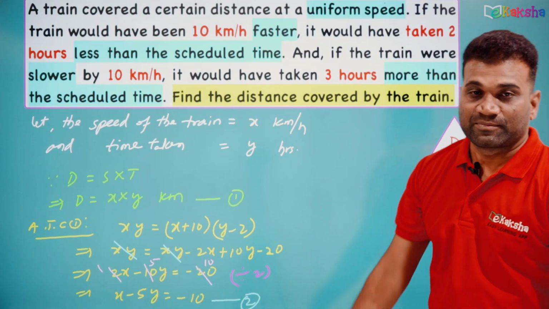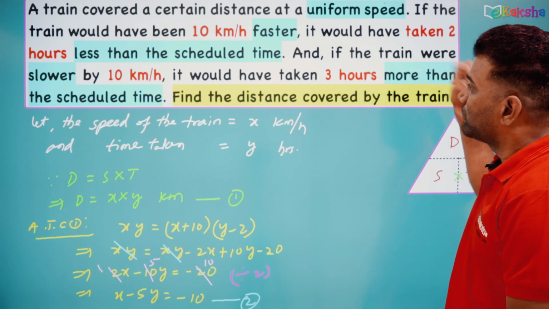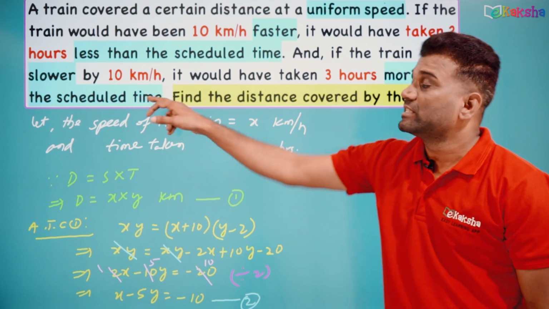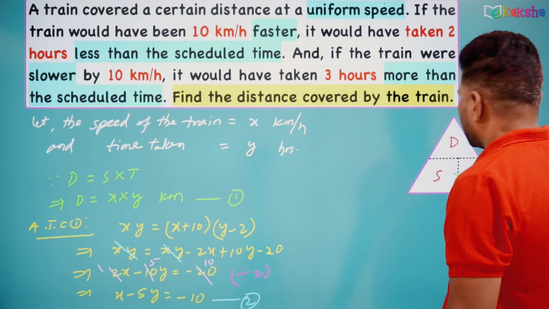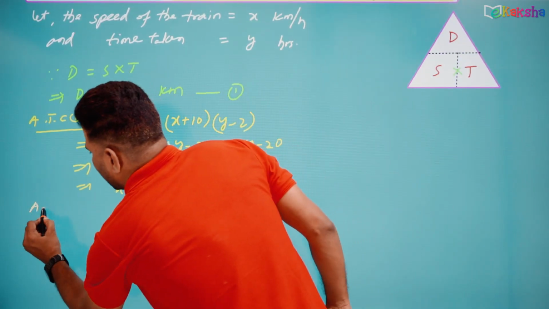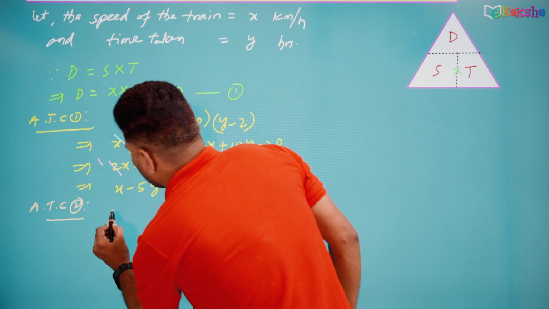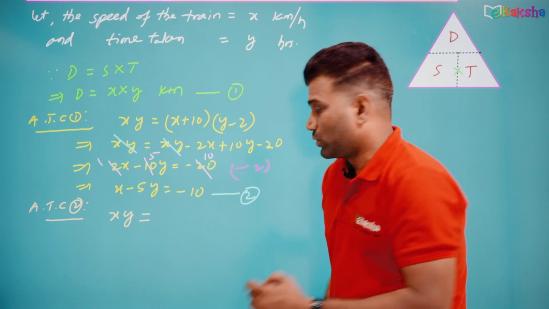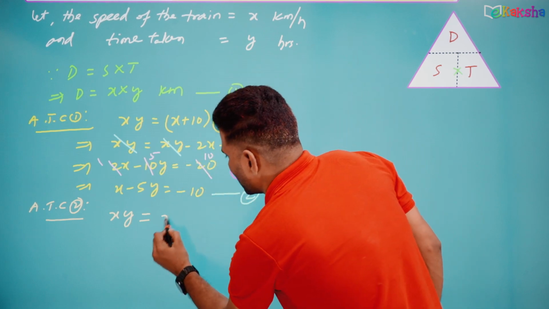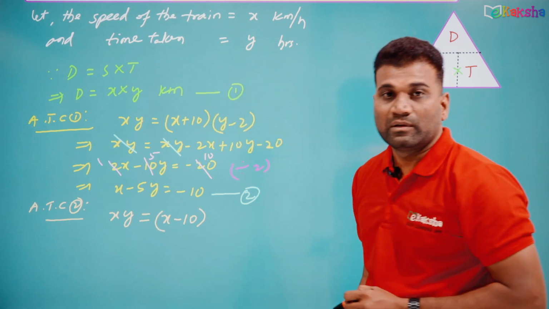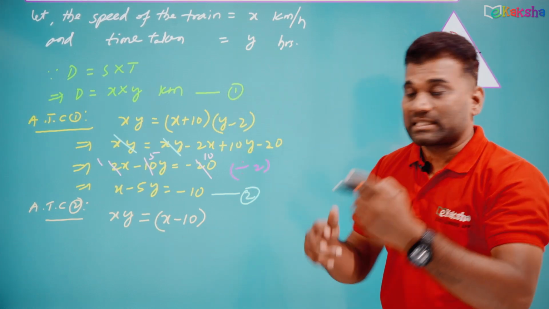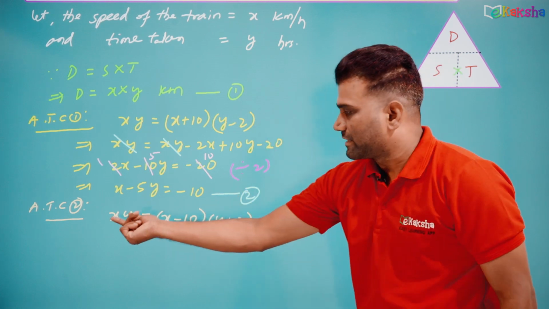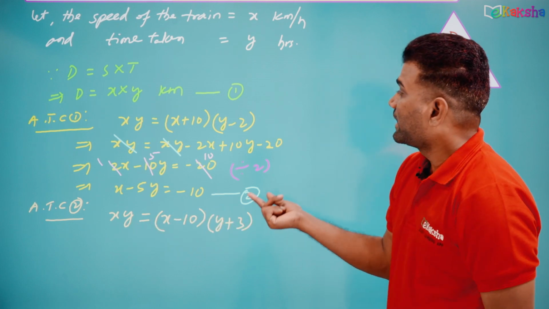According to the second condition, what is that? If the train were slower by 10 km per hour, it would have taken 3 hours more than the scheduled time, right? So the distance remains the same. Then according to condition 2, distance xy is equal to 10 km per hour slower, that is original speed is x, so x minus 10, into time. It would have taken 3 hours extra, that is y plus 3. Speed into time is equal to distance. So we have formulated another equation.